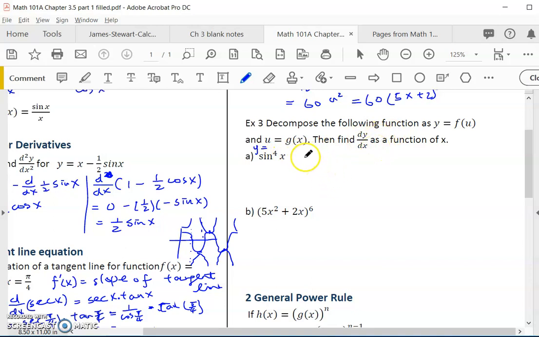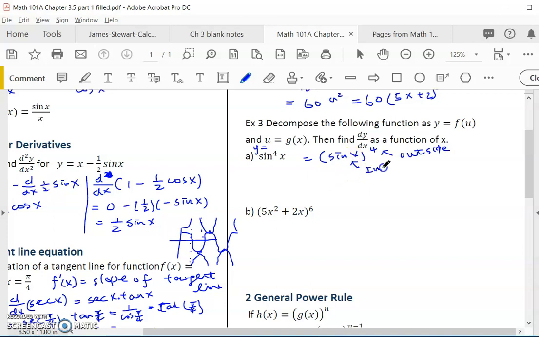The way to do it is to look at what is outside. Sine to the 4th means sine x to the 4th power. Write it properly: sine x to the 4th power. Obviously the 4th power is the outside function and this is the inside function. You're doing the 4th power on the outside. Inside is sine x.